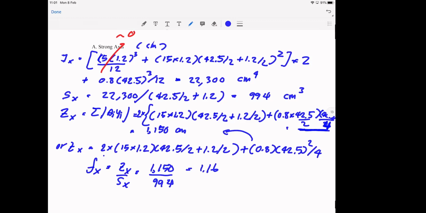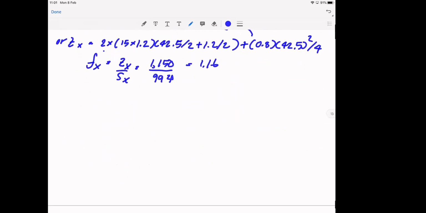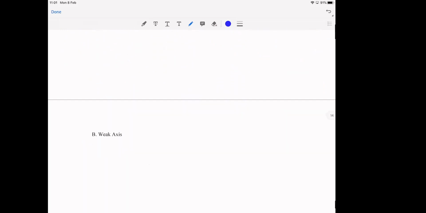Okay. Now let's do the weak axis. Here we go. But the weak axis, incidentally, is like you are doing this beam.